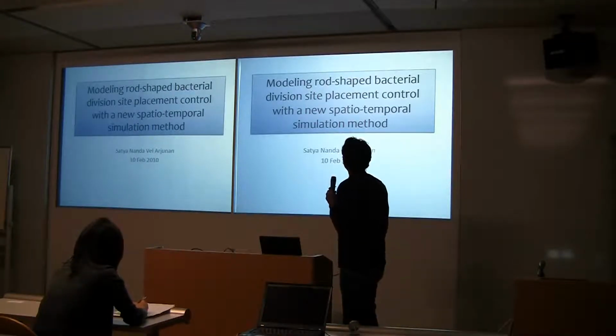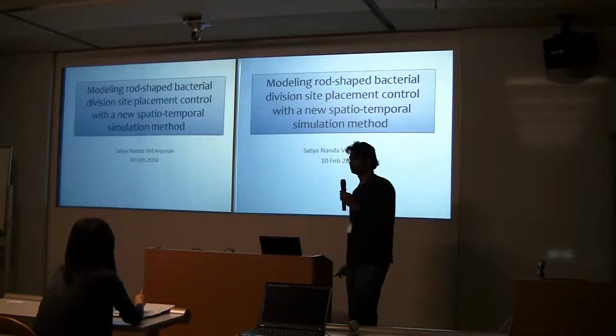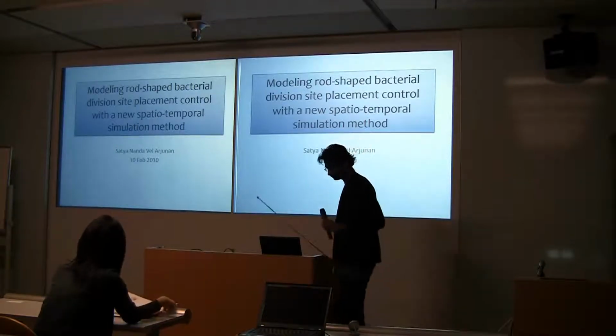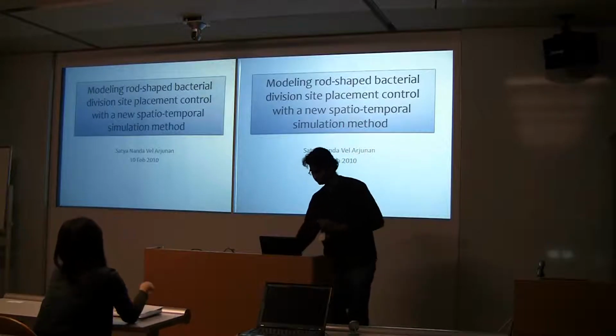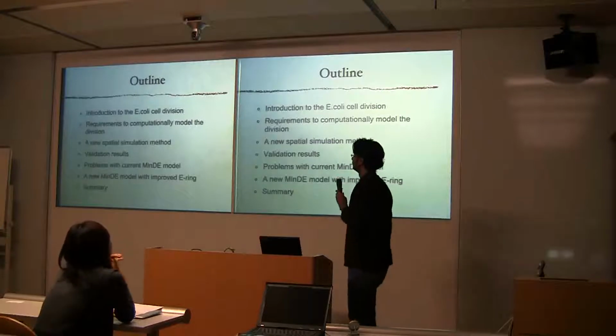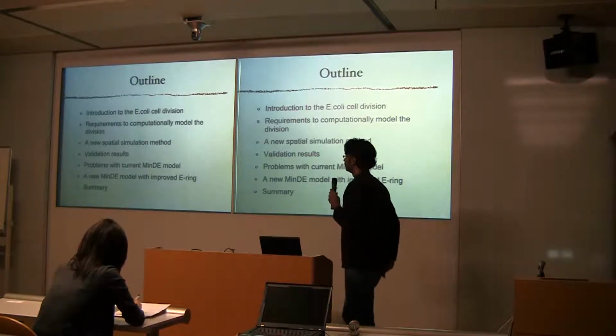So I use this spatial simulation method to model a rod-shaped bacterial division site placement control system. Today I'll present the basics of this spatial simulation method and some results of the modeling. First, I'll describe the basis of E. coli cell division, and what the requirements are to computationally model E. coli division. After that, I'll describe the new spatial simulation method.